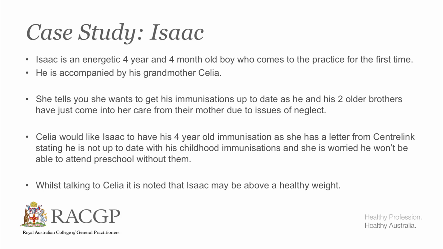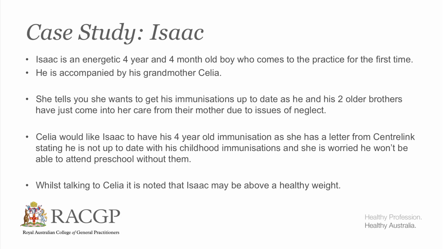Isaac is an energetic 4-year and 4-month-old boy who comes to the practice for the first time. He is accompanied by his grandmother, Celia. She tells you she wants to get his immunizations up to date, as he and his 2 older brothers have just come into her care from their mother due to issues of neglect. Celia would like Isaac to have his 4-year-old immunization, as she has a letter from Centrelink stating he is not up to date with his childhood immunizations, and she is worried he won't be able to attend preschool without them. Whilst talking to Celia, it's noted that Isaac may be above a healthy weight. What else would you like to find out at this point? If anyone has any comments, please send them through.